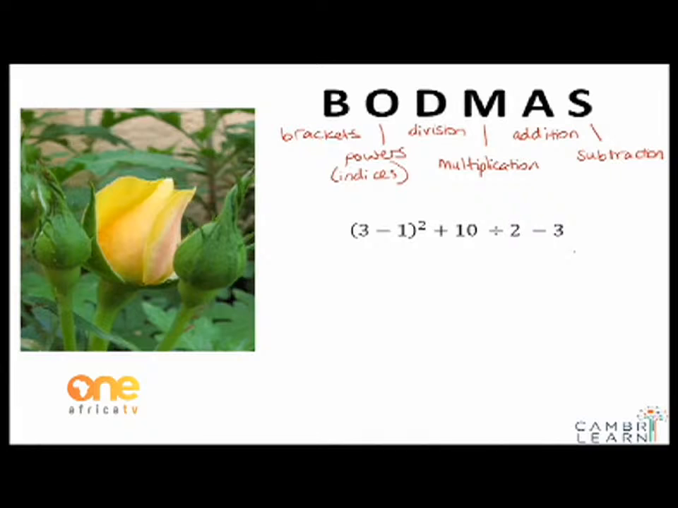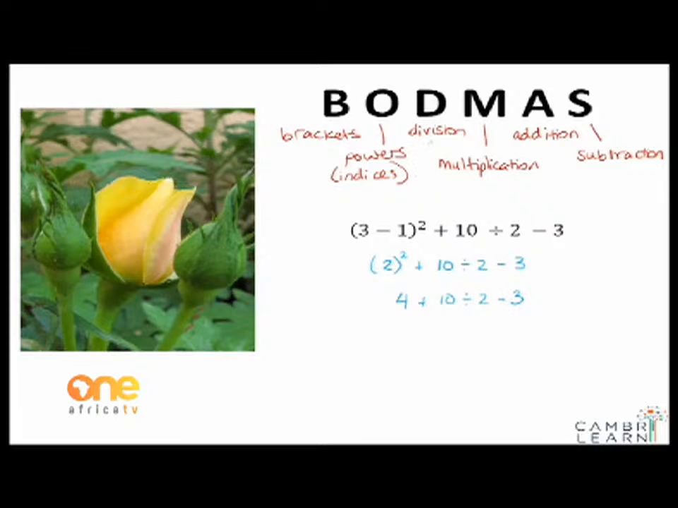So, if we look at this example here, and we work through it like we're told to. So, brackets. First we must sort out what's going on in the brackets. Well, we have 3 minus 1 is 2 squared. Now we haven't dealt with anybody else yet, so it all still stays the same. Our next one is powers. Well, we do have one of those here. We have 2 squared. Remember, 2 squared means 2 times 2. So we have 4. And we haven't dealt with anybody else yet.